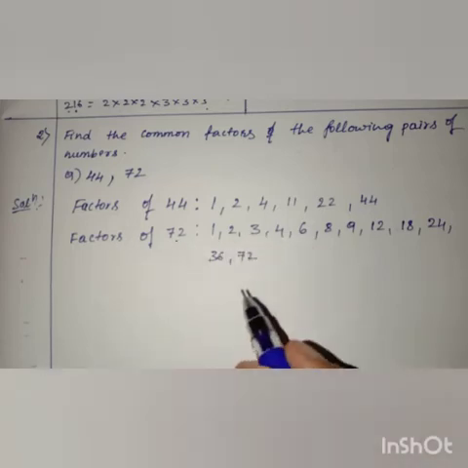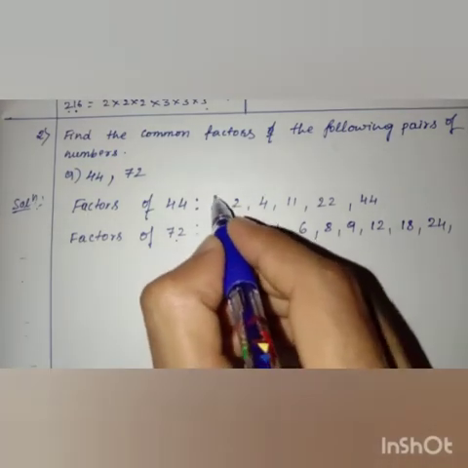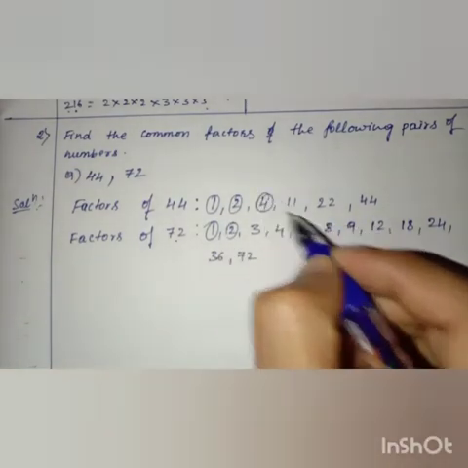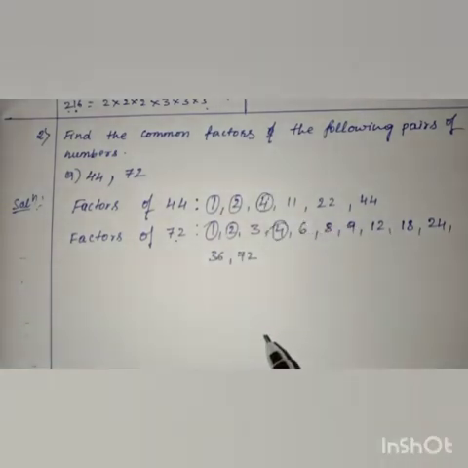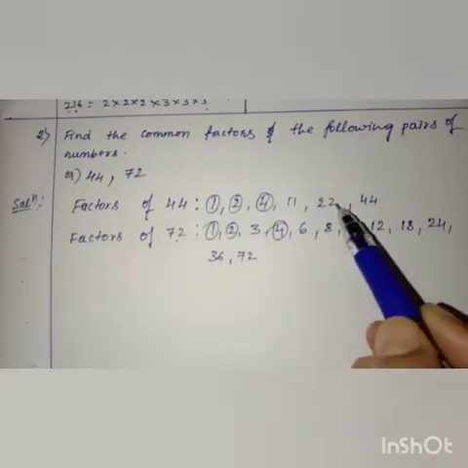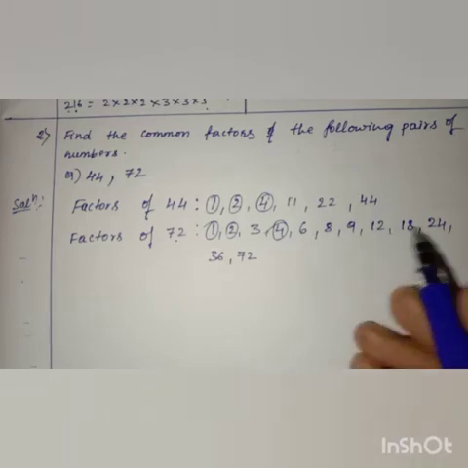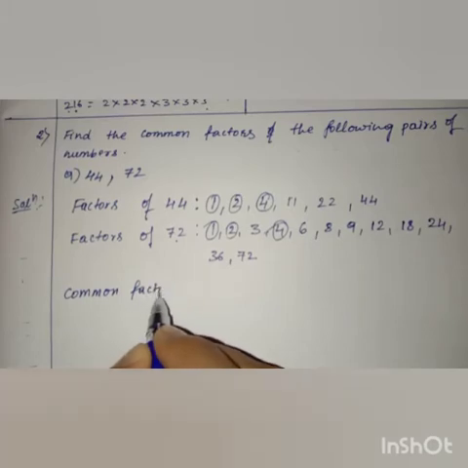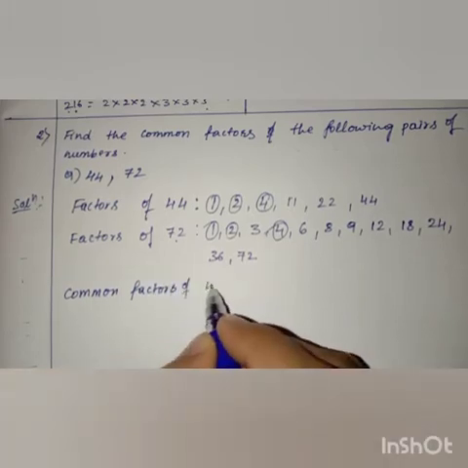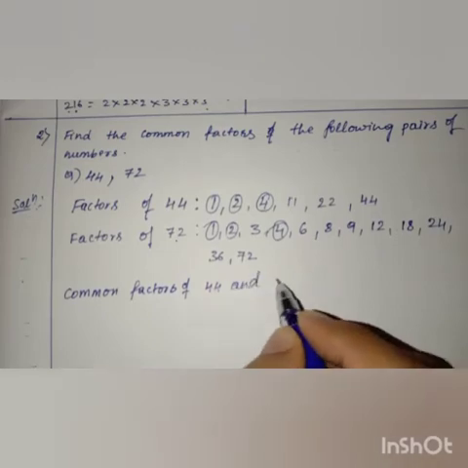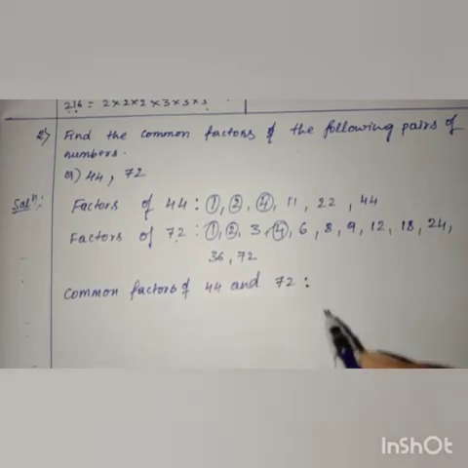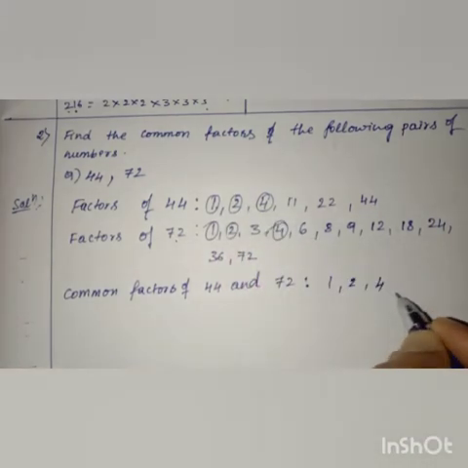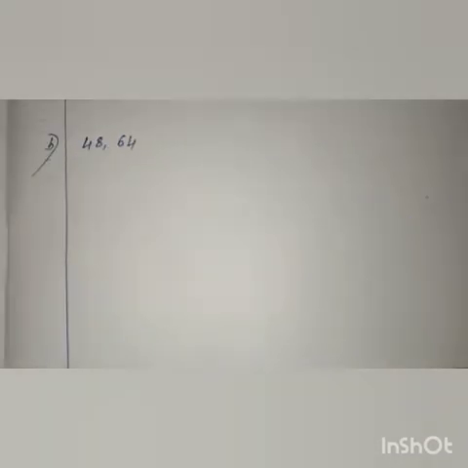Now let us circle the common factors. 1 is common in both, 2 is also common, next 4 is also common. 11 is not common, 22 is not common. So that's it, right? So the common factors of 44 and 72 are 1, 2 and 4. Got it, children?